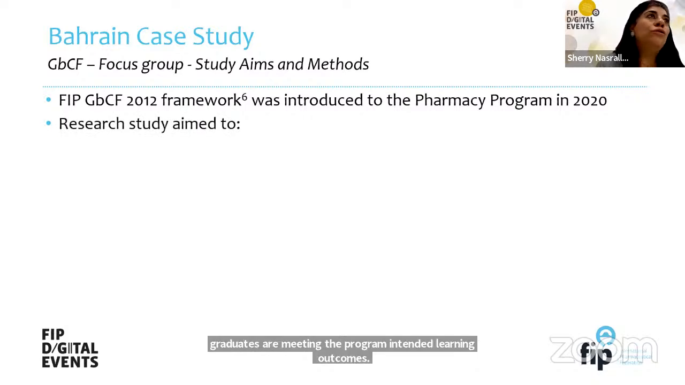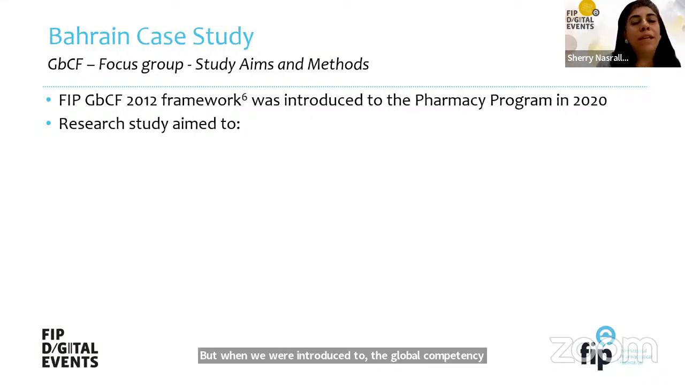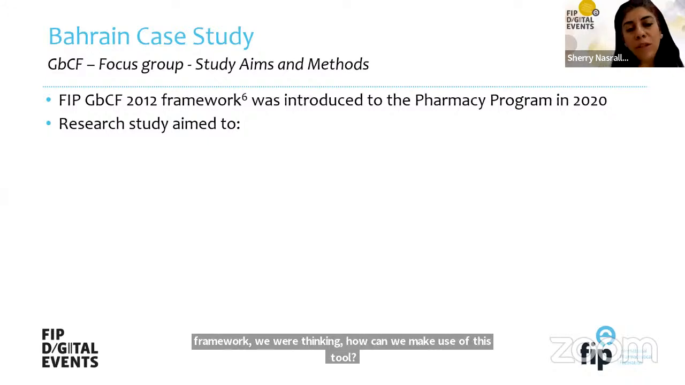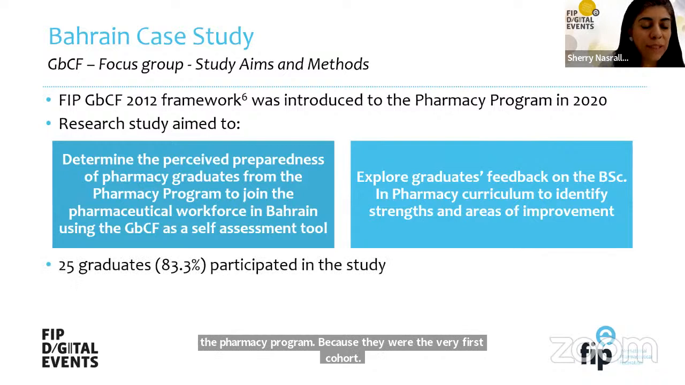But when we were introduced to the Global Competency Framework, we were thinking, how can we make use of this tool? And how do we fit in the global picture? And this sparked a research study which aimed to determine how far our graduates feel prepared to join the workforce, in light of the competencies in the Global Competency Framework. We also wanted their feedback on the pharmacy program curriculum, because they were the very first cohort. We wanted to identify areas of strength and areas of improvement.